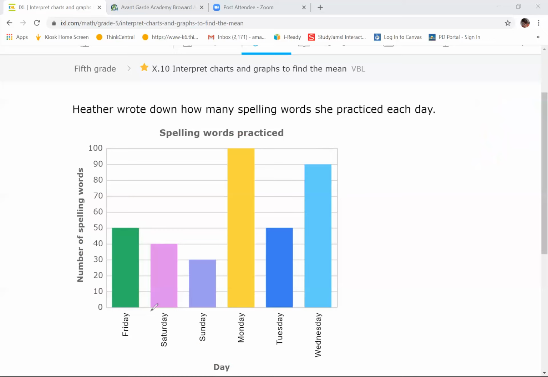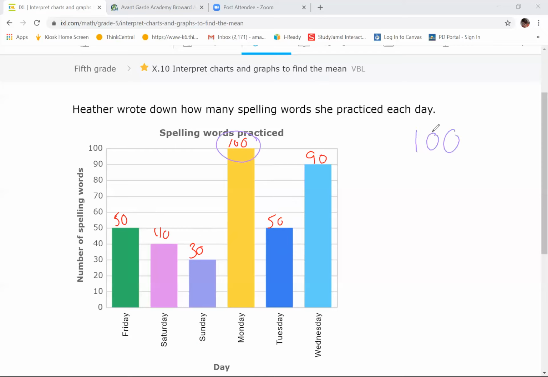So let's take a look at this bar chart, and let's see what we have. We've got a 50 here. We have 40. We have 30. What's this one? Yeah, was that 100? How about this blue one? It's a 50, right? It goes on that 50 line. And this one is 90. Perfect.